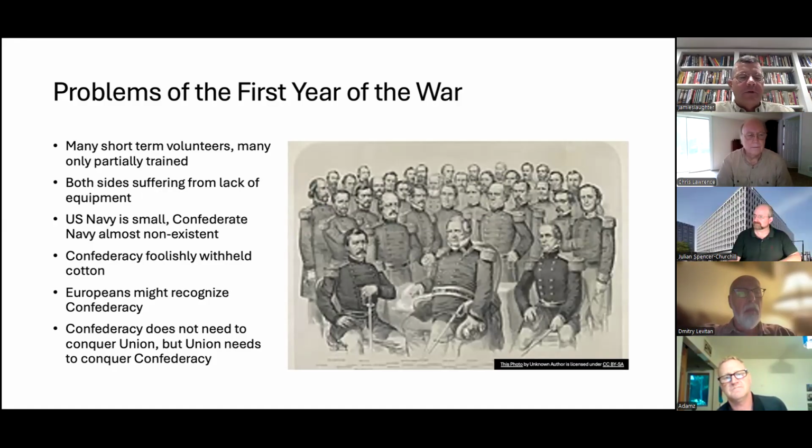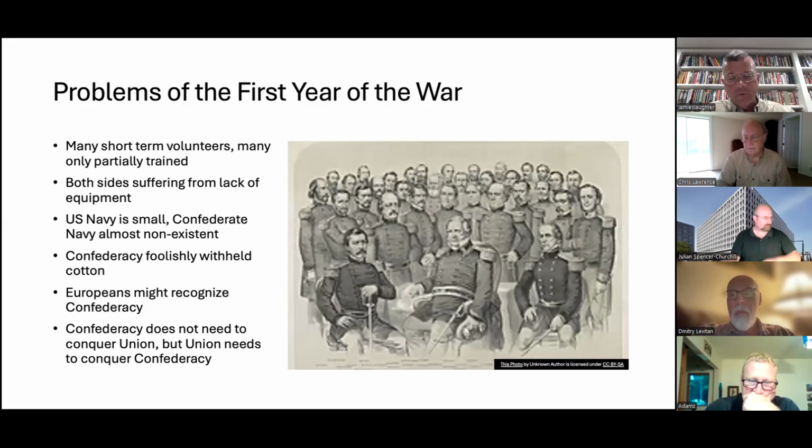The Confederacy, unfortunately for itself, foolishly withheld cotton shipments in 1861, thinking it would force European recognition and put a crimp on their economy in order to get them to do what they wanted, but it backfired. What it ended up doing was actually speeding up European adoption of cotton from other regions of the world, and it also shorted the Confederacy a lot of money that it actually desperately needed. However, in 1861 to 62, it was still quite possible European powers might recognize the Confederacy. It's still very much on the table. And it is something the Confederacy desperately wants, and it's something that the Union is terribly afraid of.